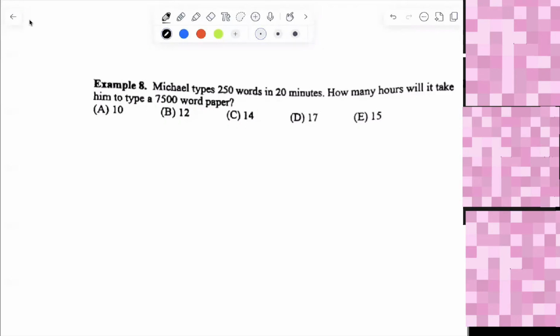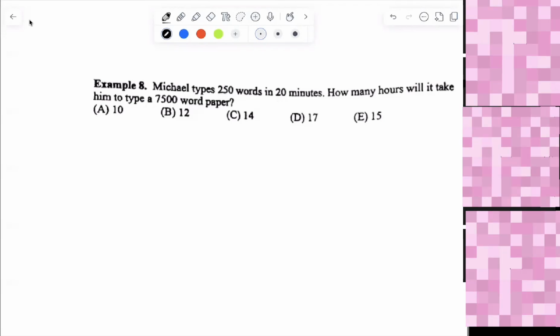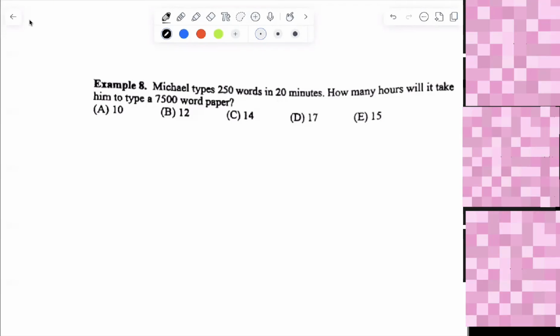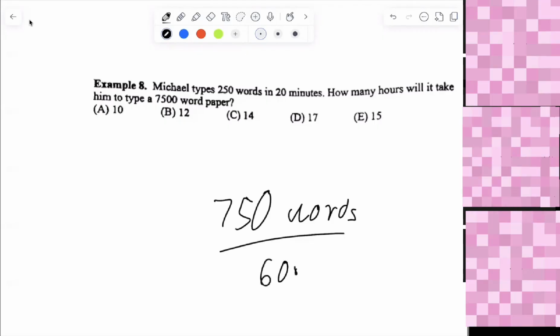Alright? First, let's convert it to an hour, right? 20 times 3 is 60. 60 minutes is 1 hour. So we multiply 250 words also by 3 to account for that. That would be 750 words per 60 minutes. Per 60 minutes, or hour.